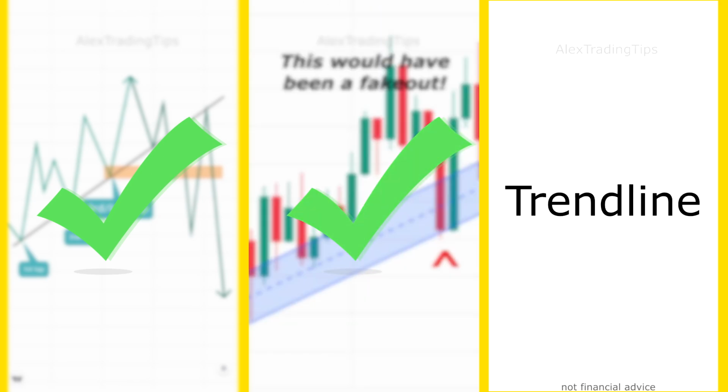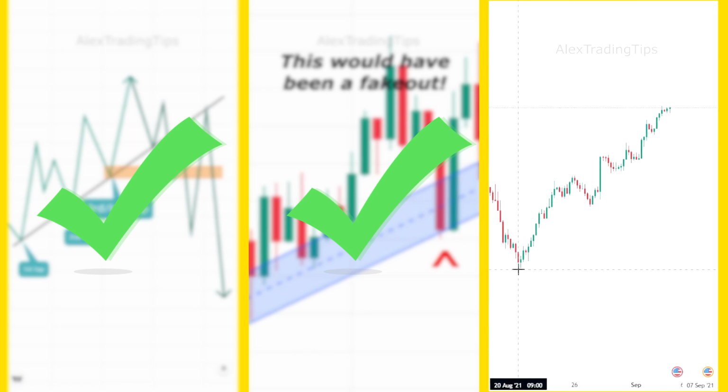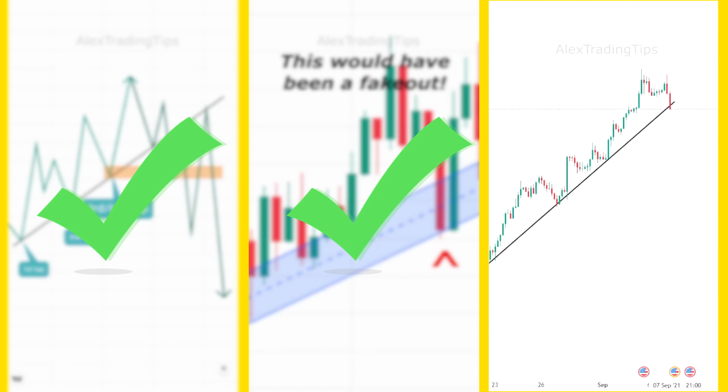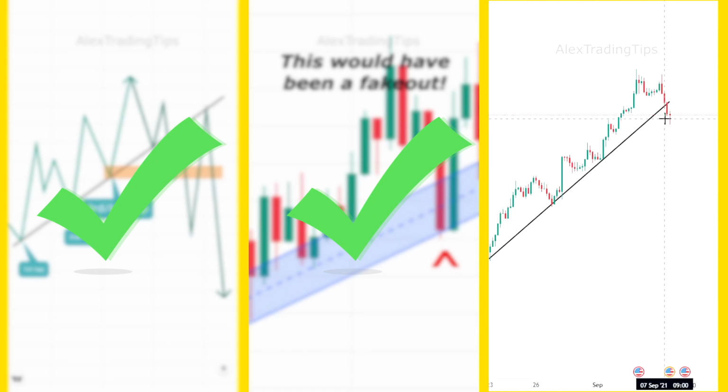Here's how I trade trend line breaks. I look for an uptrend. I draw my trend line and try to get as many touches as I can. 1, 2, 3 touches. Afterwards, I wait for a trend line break. And right there, we've had our trend line break.